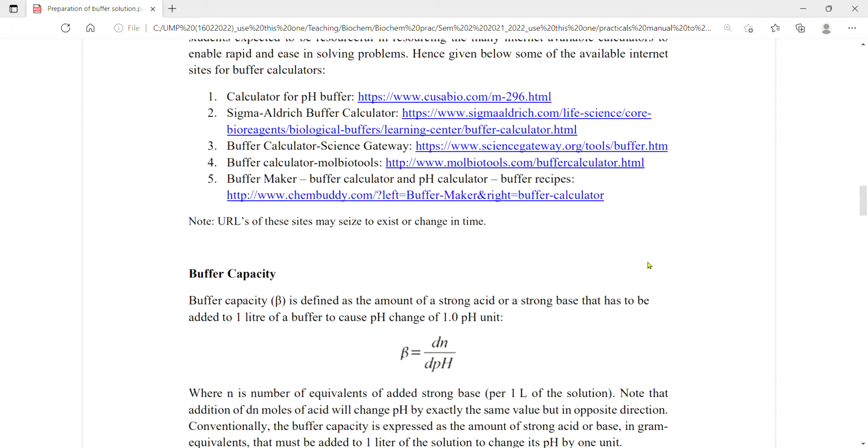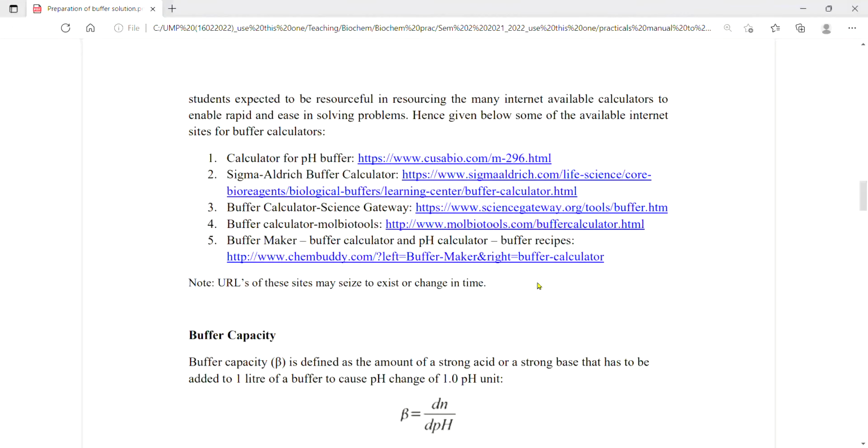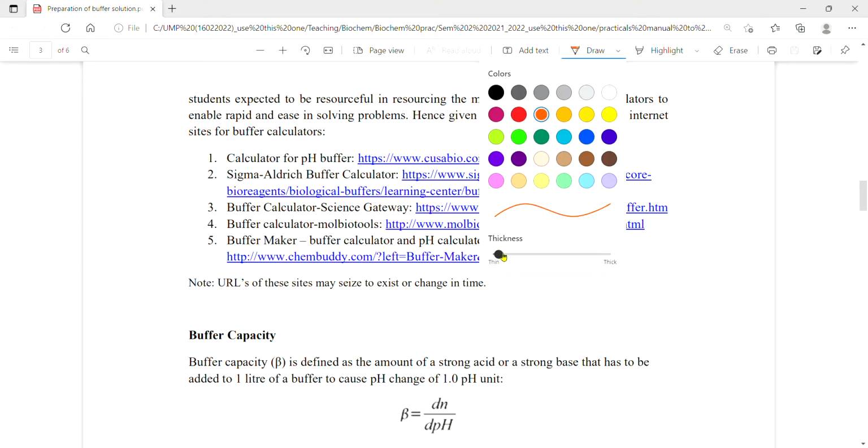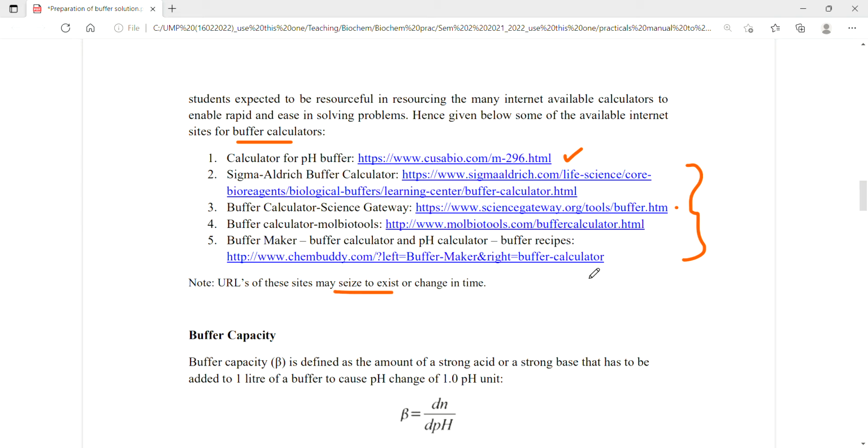So I've already gone through understanding what the manual calculation is, followed by using a buffer calculator. One of the popular ones is Kusabio. Of course, there are other buffer calculators available on the web, but they may cease to exist because these are websites and may no longer exist after some time.